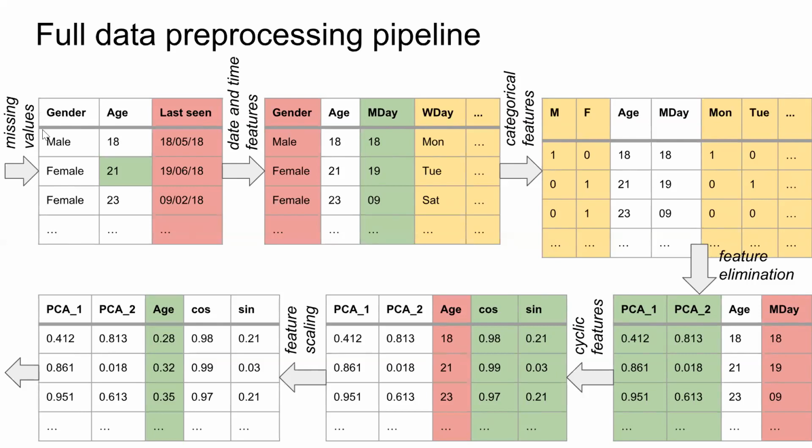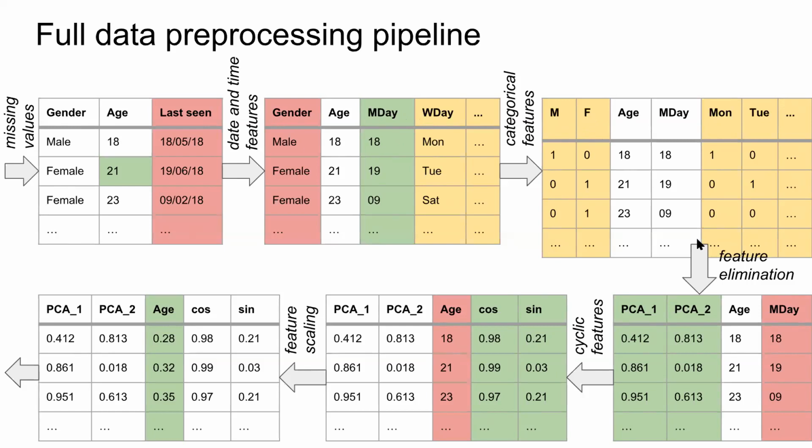So at first, we have some data set, there is one missing value, and we impute it with the mean value over this column. Then we apply the date and time preprocessor. The last seen feature will be removed and replaced with some date and time features. As we can see, the month, day, and weekday columns appeared. Next, we want to encode all categorical features; for instance, weekday or gender will disappear and be replaced with other features related to category. And here, male and female appeared, as well as weekdays like Monday, Tuesday, and so on.